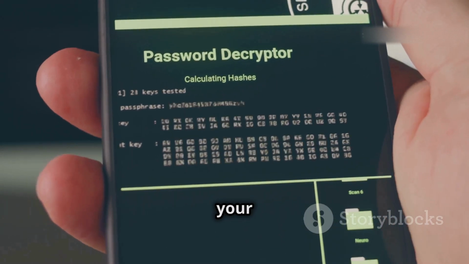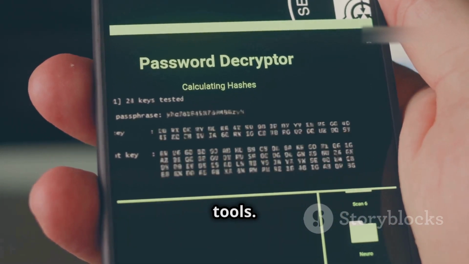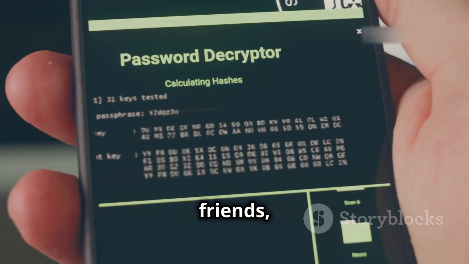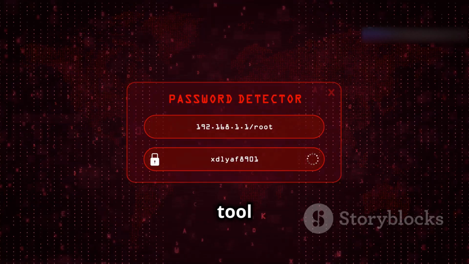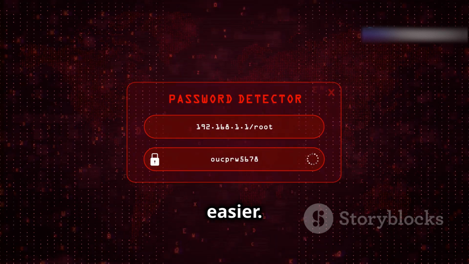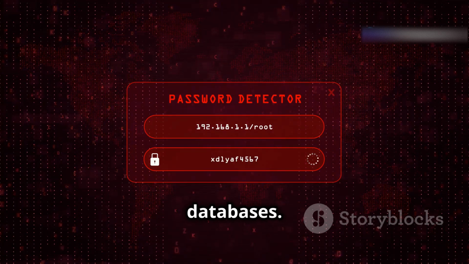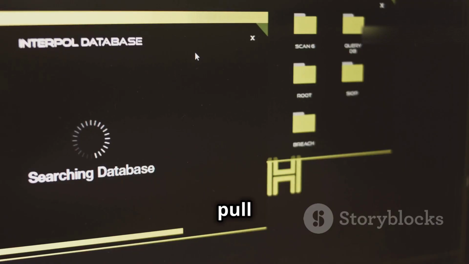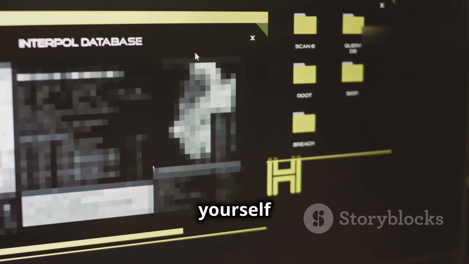Now to really up your SQLI game, you need the right tools. SQLMap, my friends, is your new best friend. This tool automates SQL injection testing, making your life a whole lot easier. It's like having a guided missile for databases. You point it at a target, pull the trigger, and boom, you've got yourself a data breach.